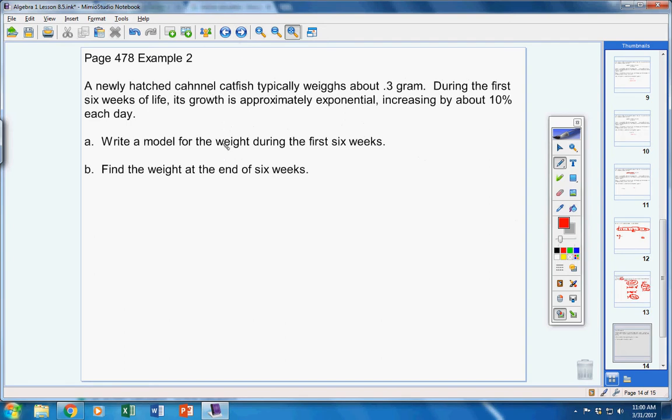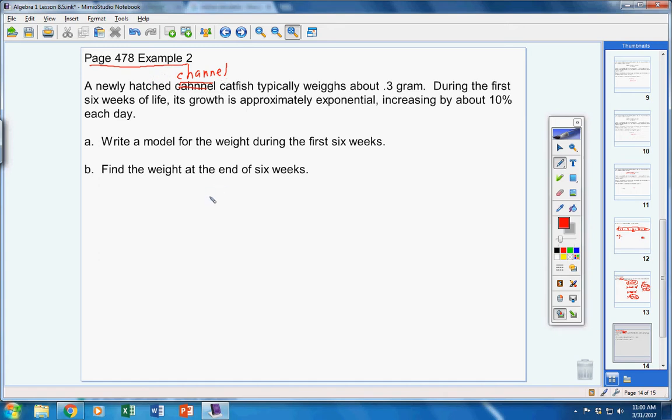Now, this is going to be a little harder because now we're dealing with a percentage instead of a multiple. I'll show what I mean by that in a second. Here we go. I would not copy this problem in your notes. I would just write in your notes, page 478, example 2.